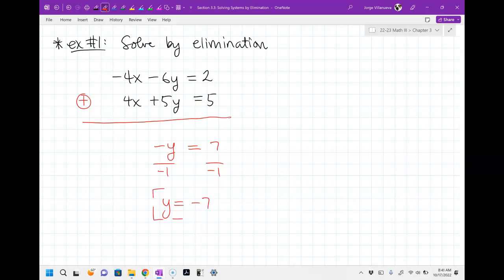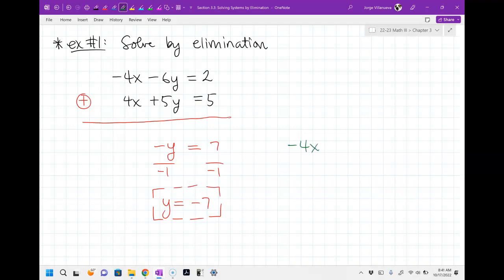I'm going to do what I did with the other problems, and put a dashed box. Now you get to pick any one of those two equations, the top or the bottom, to plug in your negative 7. It's up to you. If you don't want to make a decision, just plug it into the top one all the time. It doesn't matter. Let me plug it into the top equation.